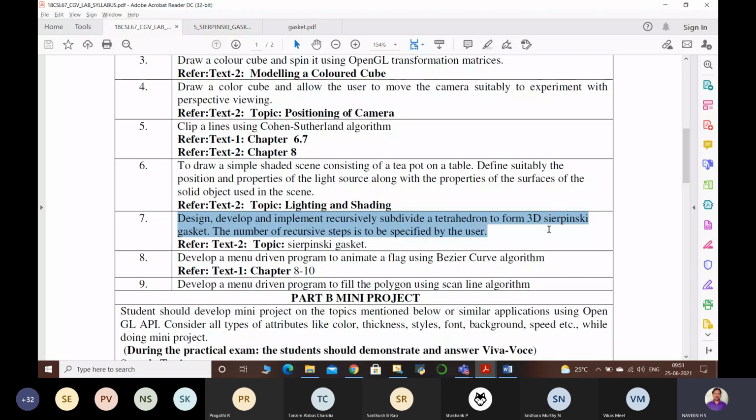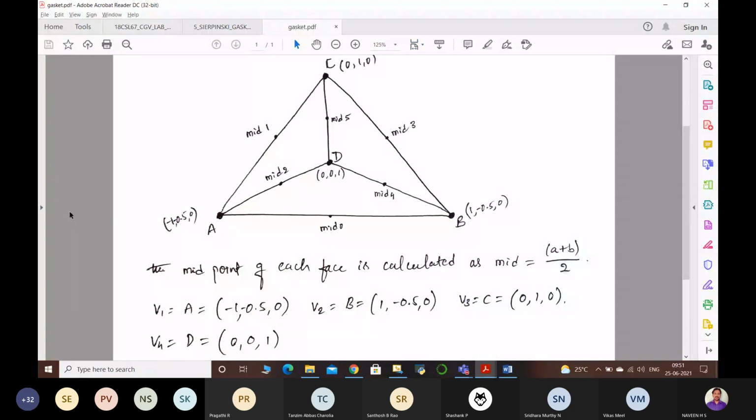Are you able to see this diagram? Hello. Yes, sir. Okay, fine.